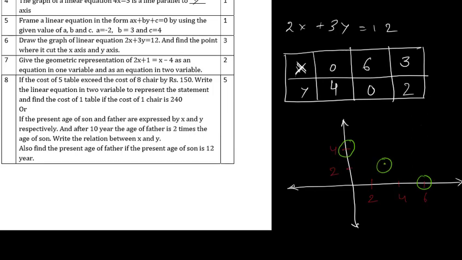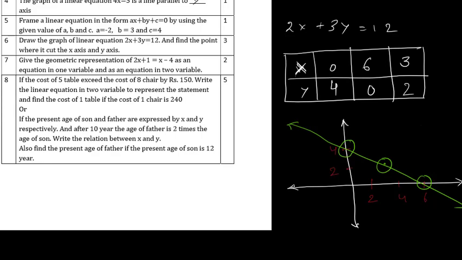Now if you are using a proper scale and you are doing it on the graph paper, then all the 3 points will lie in a straight line. So you will draw this graph. So this is one part of your answer. Give the geometric representation, draw the graph of linear equation 2x plus 3y equal to 12.